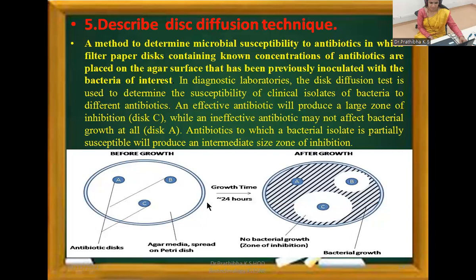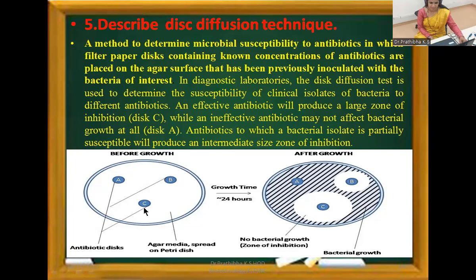Next, describe the disk diffusion technique. This method is used to determine microbial susceptibility to antibiotics, in which filter paper discs containing a known concentration of antibiotics are placed on the agar surface that has been previously inoculated with the bacteria of interest. In diagnostic laboratories, the disk diffusion test is used to determine the susceptibility of clinical isolates of bacteria to different antibiotics. As you can see, this is before growth. This is the culture plate, to which we have already inoculated the microorganism by the swabbing method.